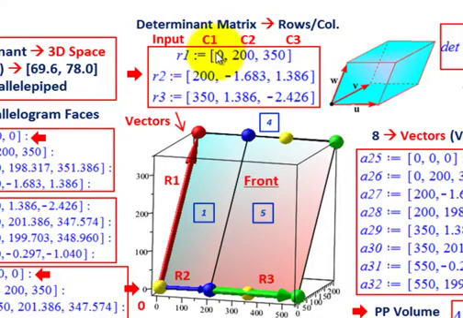And then column 1 would be the same, 0, 200, and 350. Row 2 is 200, then minus 1,683, and then 386. Column 2 would be the same. Okay, so you've got a 3 by 3 symmetric matrix here. And again, this matrix represents the volume of that parallelepiped that we initially looked at, where you have these three vectors represented by our rows or columns. Okay, so for our example, this is what we're going to be looking at.